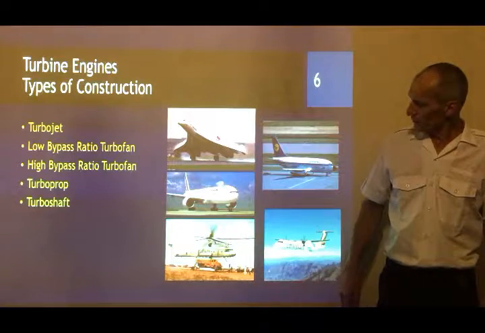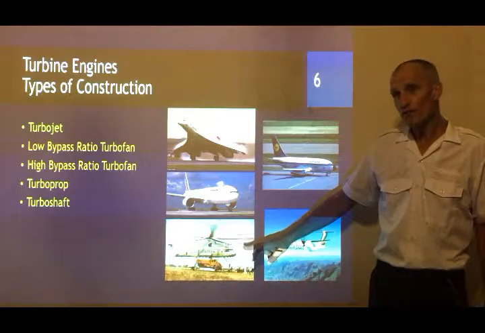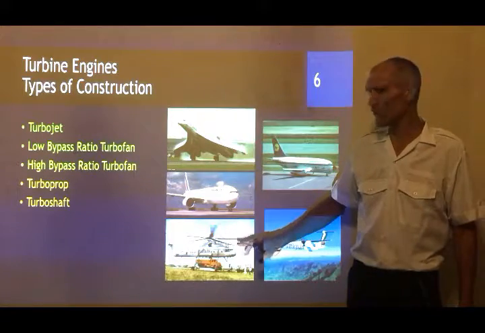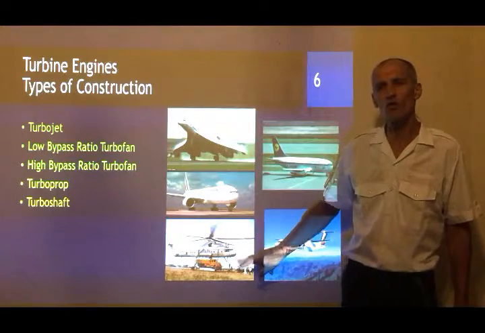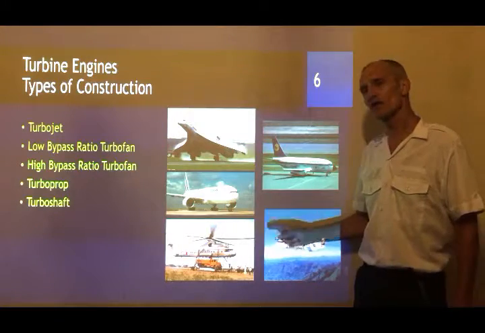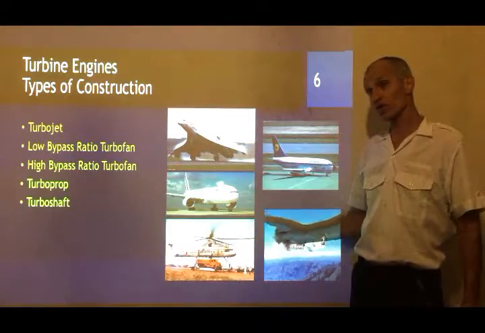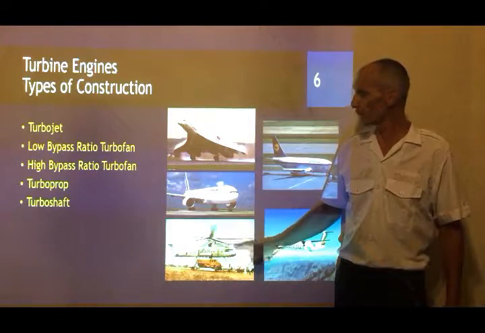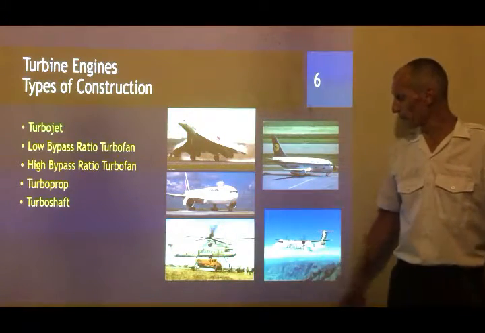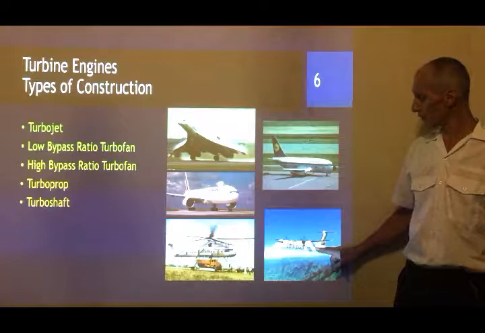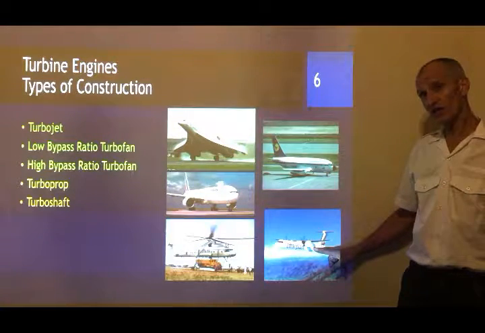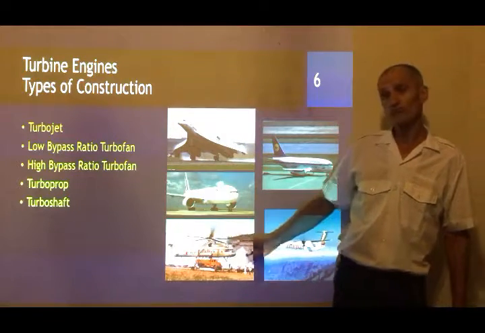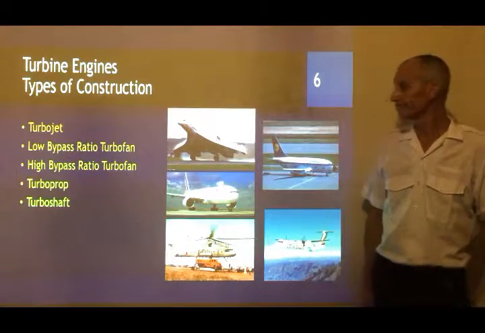On the turboshaft, there's no fan in front of this engine. There's just a gearbox, and that is where the power gets taken off. The turbine drives the gearbox. The turbine also drives the compressor, but it also drives the gearbox. And that is the main difference between the turboshaft and the turboprop. Here, there's a propeller directly connected to the gearbox. Here, not necessarily.